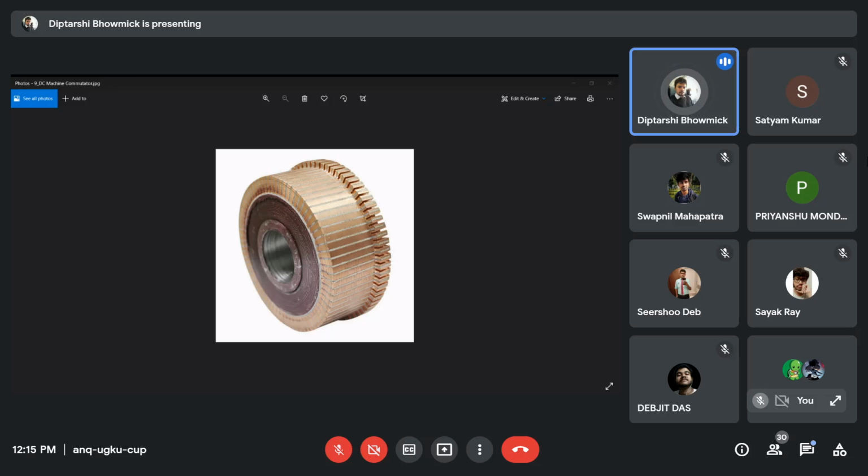Well, then brush and brush holders. Brush and brush holder.